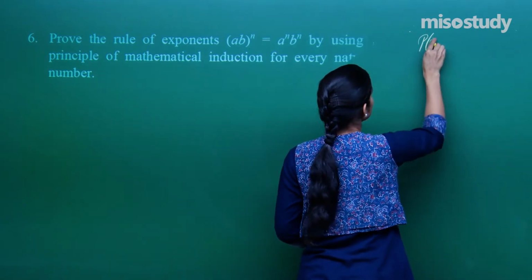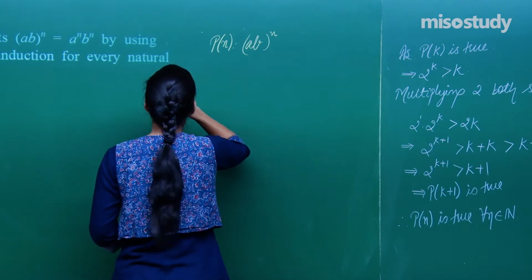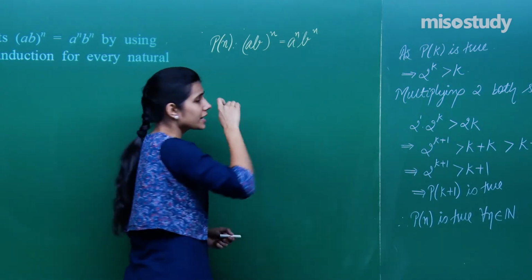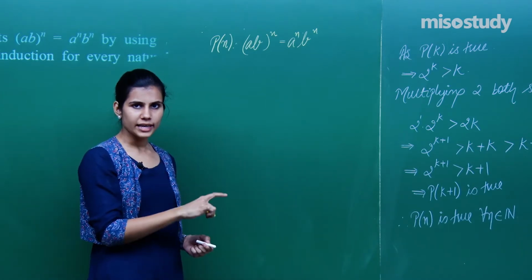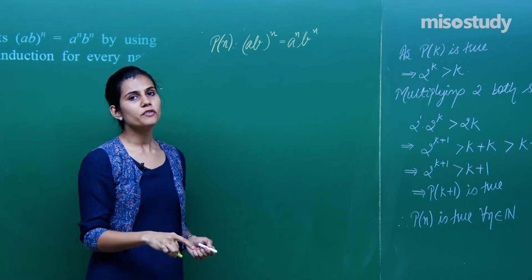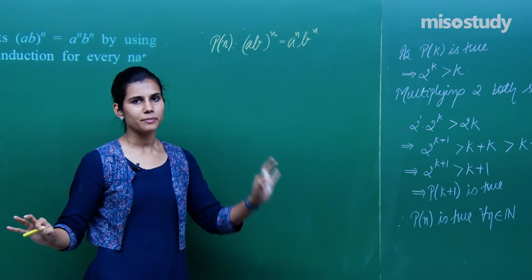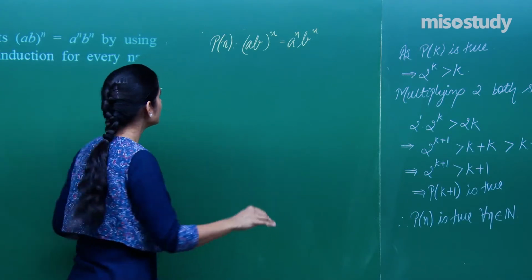I will be taking statement Pn as (ab) whole to the power n is a to the power n into b to the power n. Again the same thing: prove it true for 1, assume it true for k, and with that assumption prove it true for k plus 1. That is it. That's the only drill you need to keep in mind. 3-step procedure. Apply in every question, get the result established.